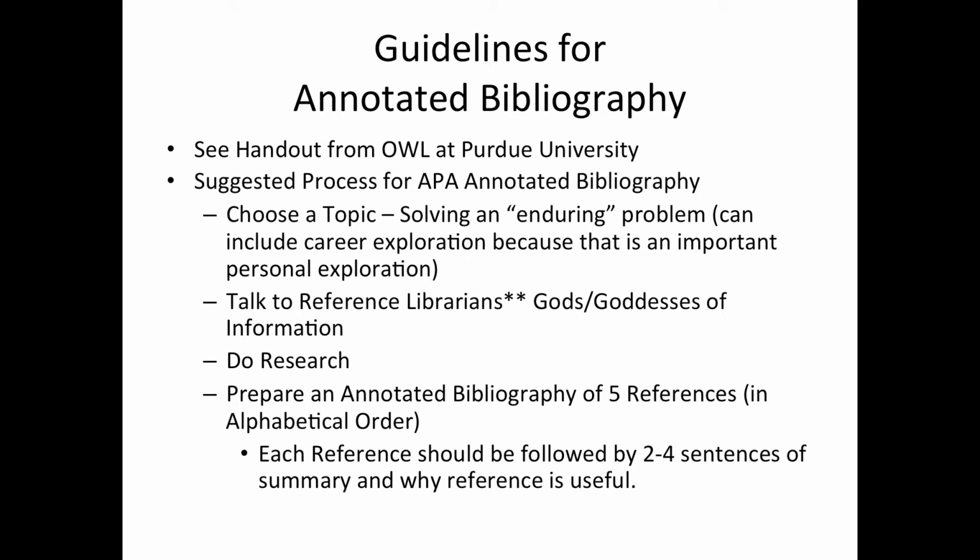So my idea is that after they choose a topic and perhaps consult a reference librarian, they do a little research and they prepare an annotated bibliography of 5 references. As an annotated bibliography should have, it should have 2 to 4 sentences of summary and why the reference is useful. And that's important. So this is a very picayune kind of exercise, but let's see how they do.